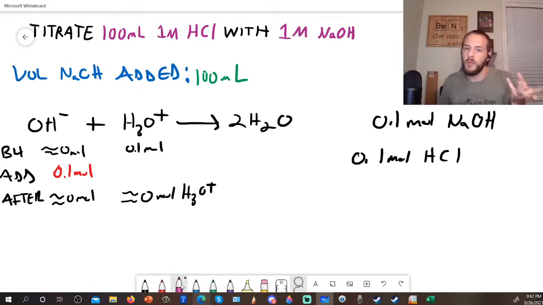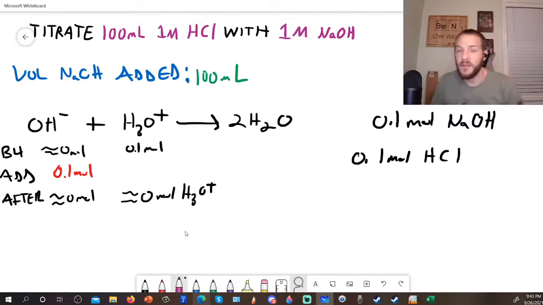So a sample of water on its own, assuming you're at 25 degrees Celsius, and I probably should have mentioned that from the beginning, we're going to assume this is at 25 degrees Celsius because that's the most commonly reported temperature in chemistry textbooks when you're talking about acid-base chemistry, right?